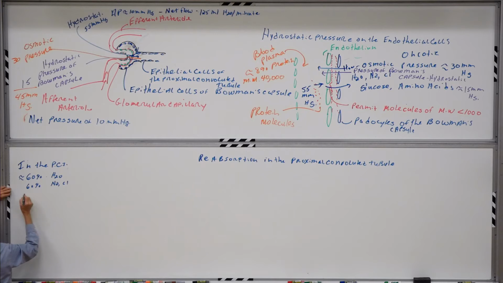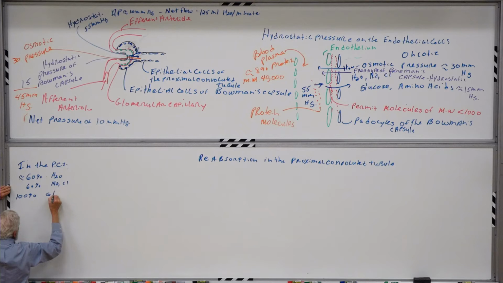But we will also reabsorb 100%, if things are working properly, of glucose and 100% of amino acids. Just a reminder here that glucose is pretty important to us. That's the major carbon source we're going to use to generate ATP. We're going to break down glucose into pyruvate, feed that into the mitochondria, and in the end generate ATP. So we don't want to be peeing glucose to the outside world. We want to retain as much glucose as we can.